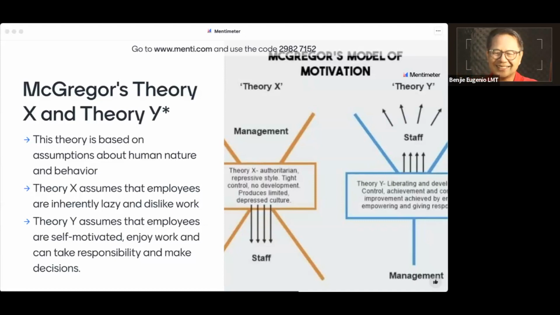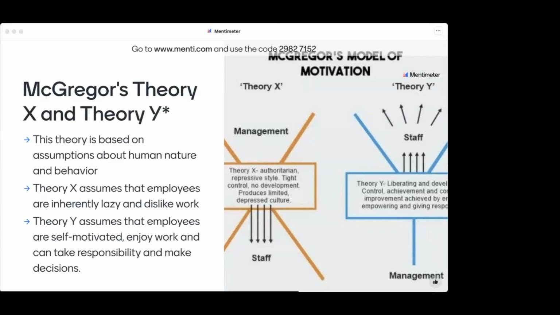Ma'am Pet? Doc nasa na ko yung mga question Doc, yung mga comment. Yes sir. Salamat Doc. Ayan.